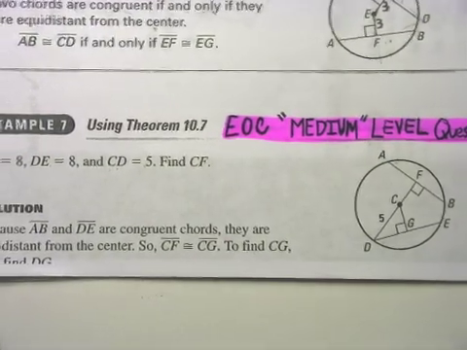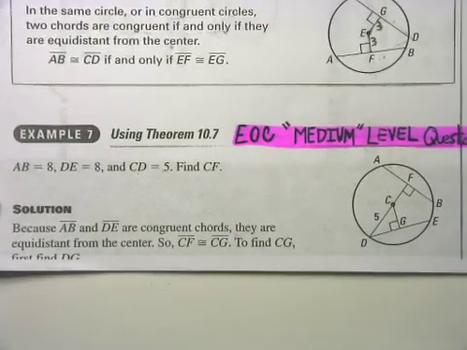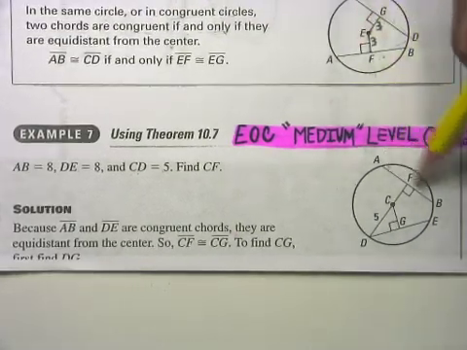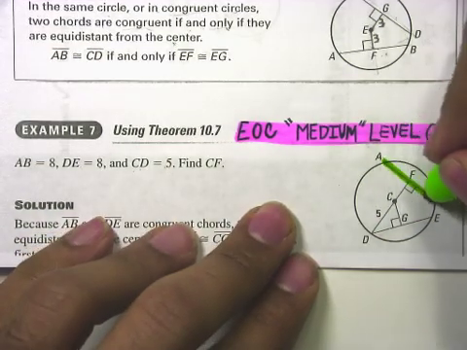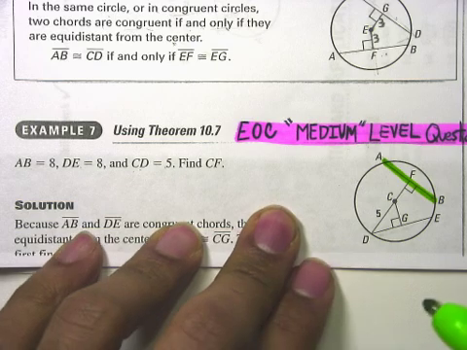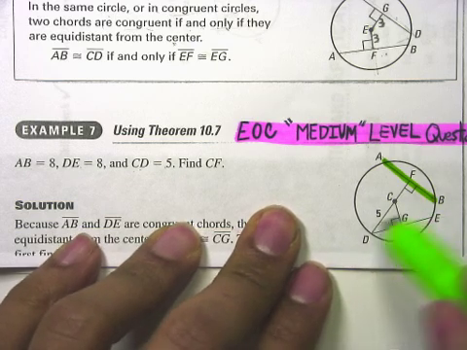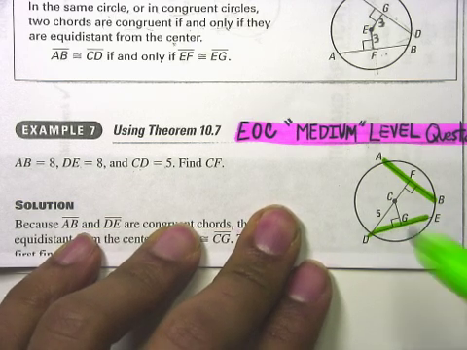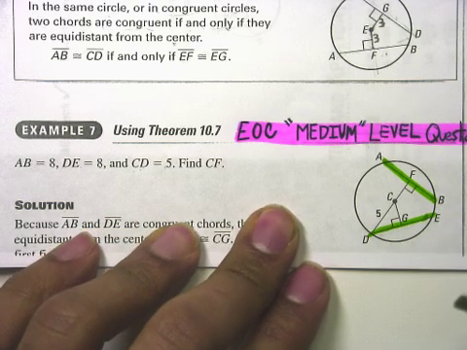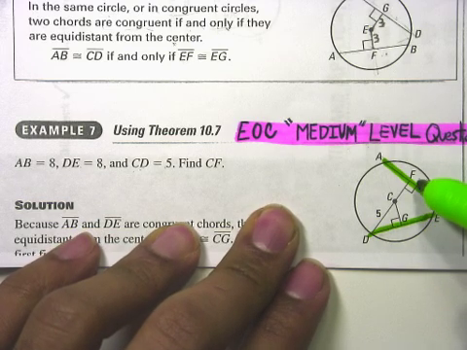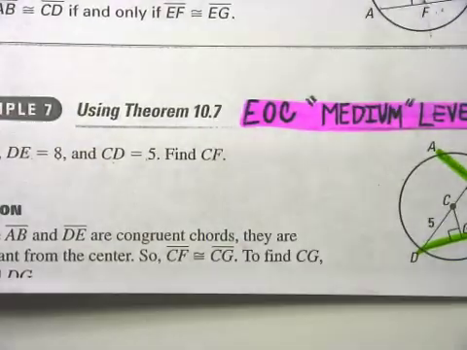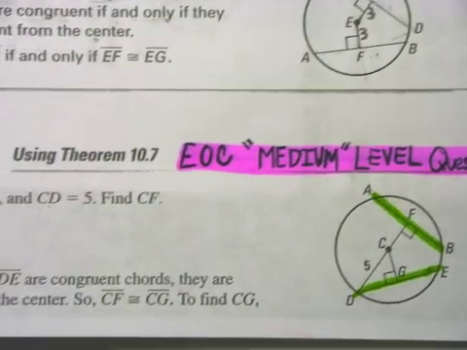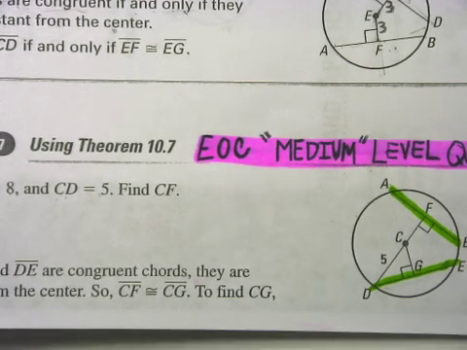Let's say they tell us that in a circle, AB is equal to 8, DE is equal to 8, and CD is equal to 5. And they ask us to find CF. Let's take a look here at this picture. They tell us that chord AB is 8, so I know that this is 8 units. I also know that DE is also 8 units. I'm going to put them both in green.